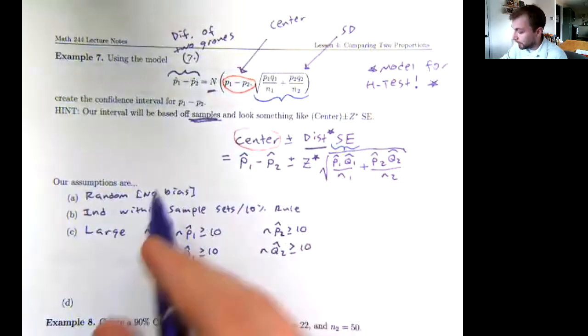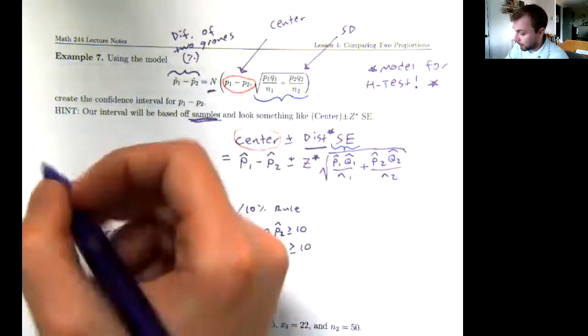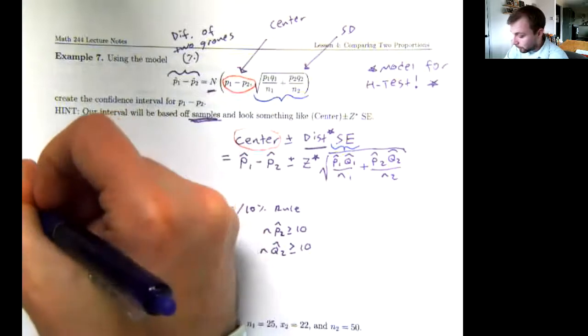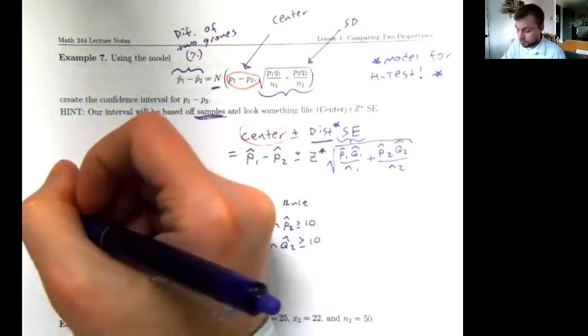So if you're wondering, well, which group needs to be random? Which group do I need independence? I need this for both groups.